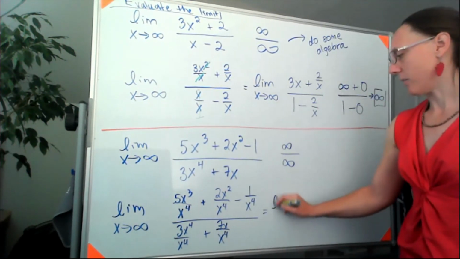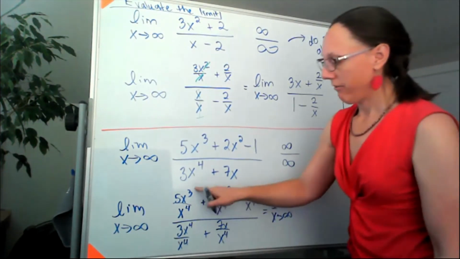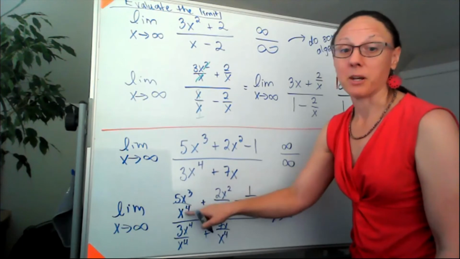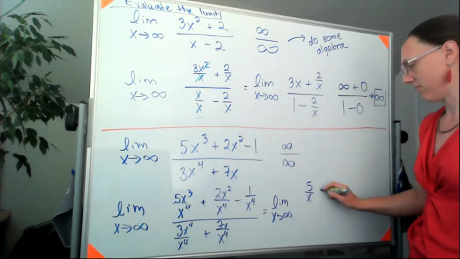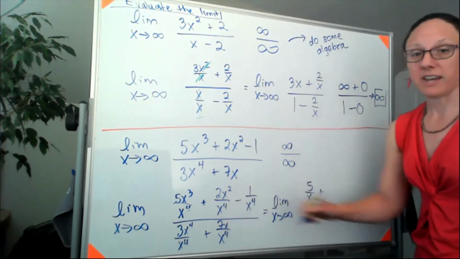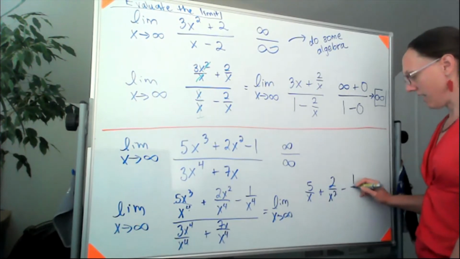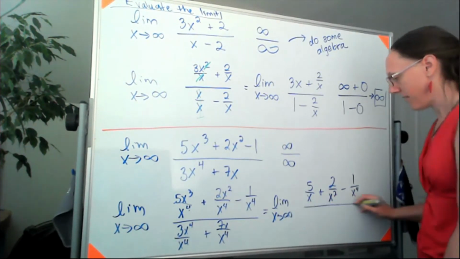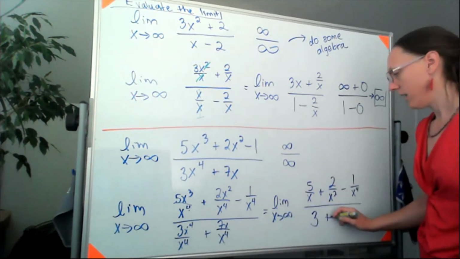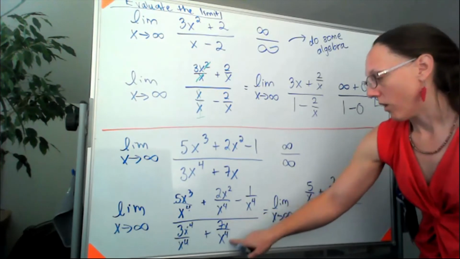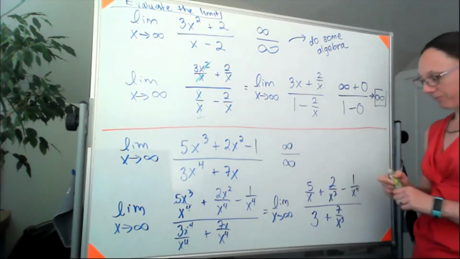So that limit is going to be equivalent to the limit as x approaches infinity. 5x cubed over x to the fourth, I'm going to be left with 1x in my denominator. So 5 over x. Here, 2 of the x's are going to cancel out, so I'll be left with 2 over x squared and a 1 over x to the fourth. In the denominator, the x to the fourth over x to the fourth, I've got a 3, and one of those x's will cancel out, so I've got 7 over x cubed.